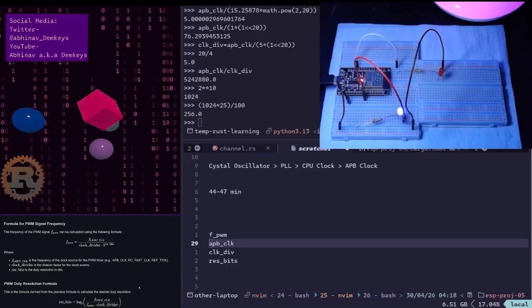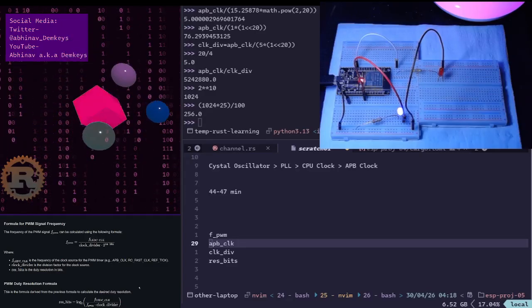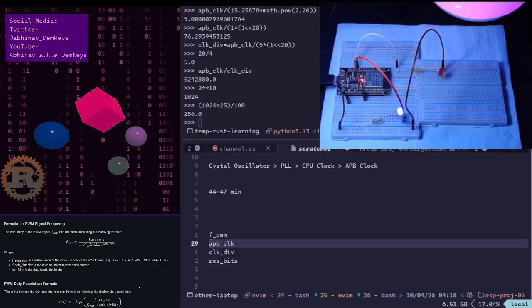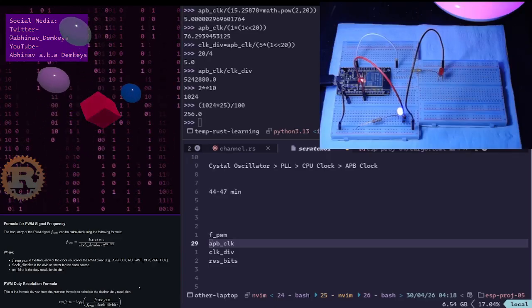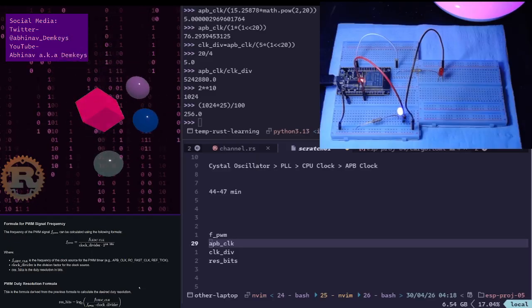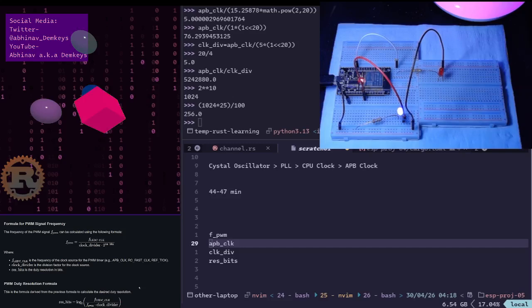Let's do that for the sake of simplicity. I actually don't know if we can change it or not because I haven't seen options to change it, so I'll have to see what's the right way to go about that. But for the sake of this example, let's say it's 80 megahertz. That's all we are able to do.